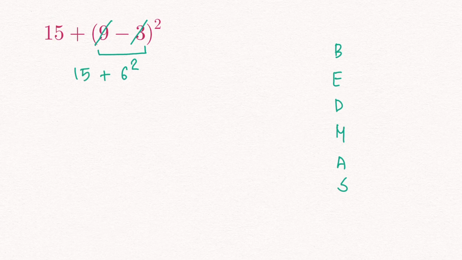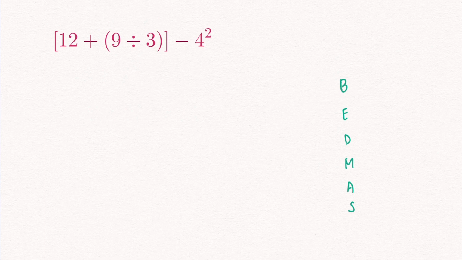Now next we need to do our exponents. So 6 to the power of 2, or 6 squared means 6 times 6, and that equals 36, so that's gone. And the 15 plus will move down. Now we're up to our addition. 15 plus 36 equals 51. Here's our last question for today. In this expression, we see many different operations. We see a bracket, parentheses, plus, divide, subtract, and an exponent.